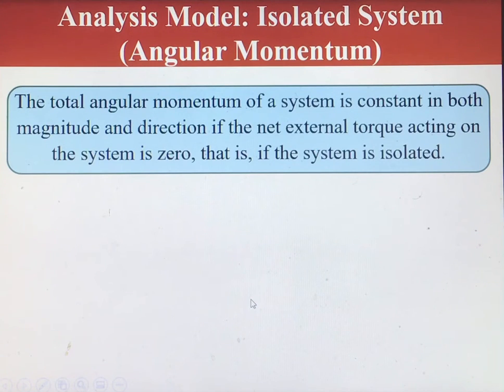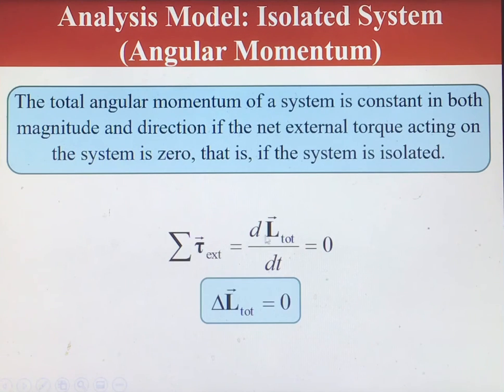Okay, now we're going to look at an isolated system. An isolated system simply means that there are no external torques acting on the system. If there is no external torque acting on the system, this means that the derivative of the angular momentum vector with respect to time must be equal to 0. If the derivative of L with respect to time is equal to 0, it means that the change in L must be equal to 0. What this means is that L initial must be equal to L final, so the angular momentum is not changing.